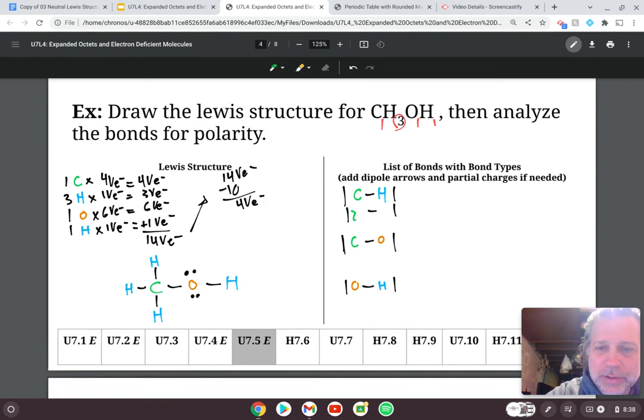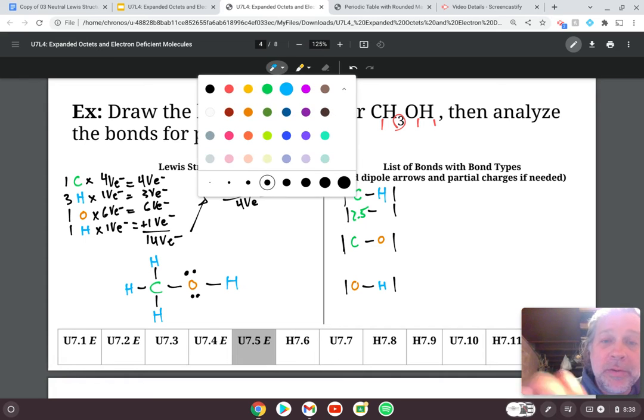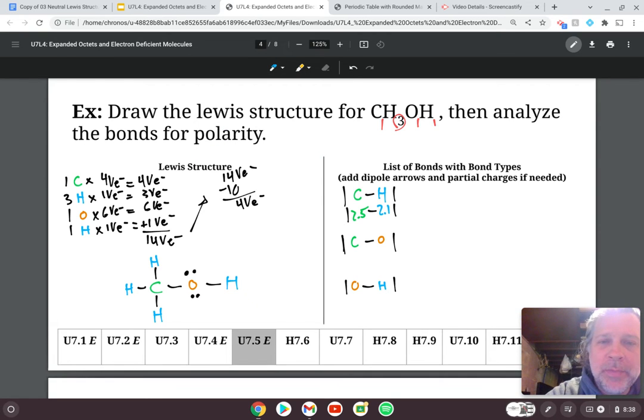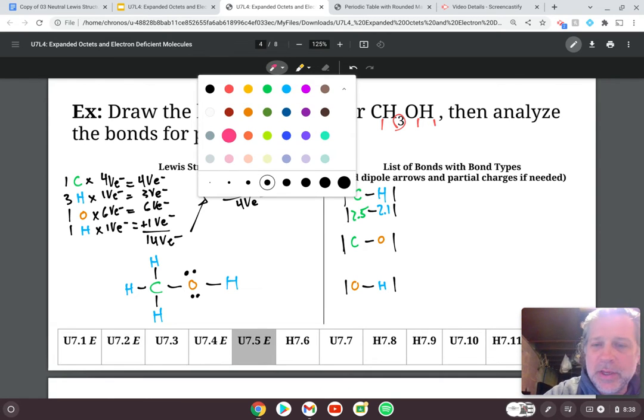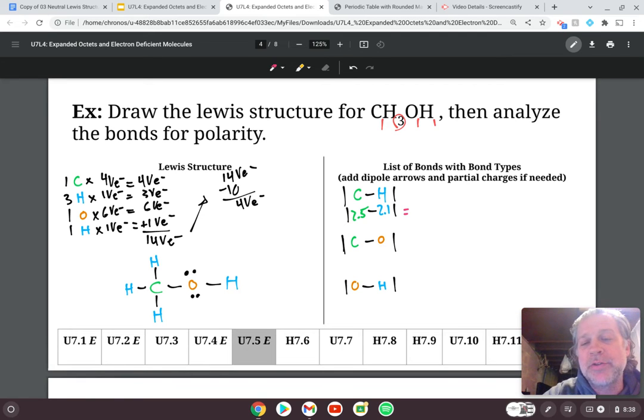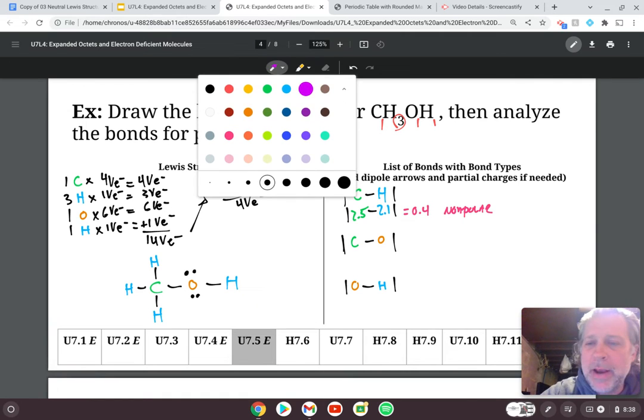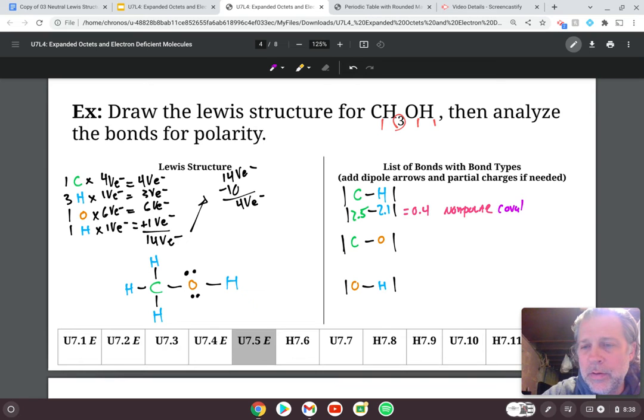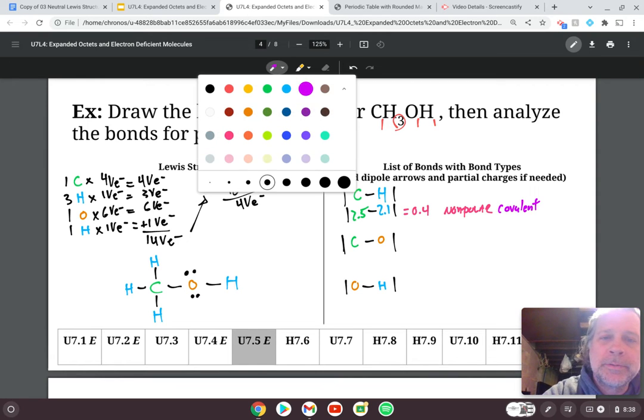So carbon is 2.5. I remember that hydrogen is 2.1. So that tells me that 2.5 minus 2.1 is 0.4, which tells me I have a non-polar covalent bond. And I like that because that means I don't have much more to do for that particular bond.